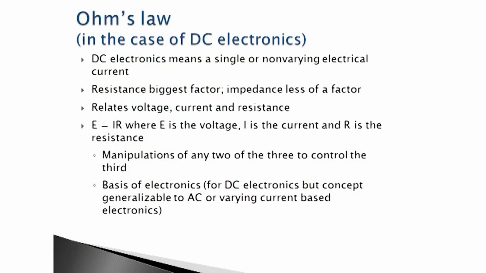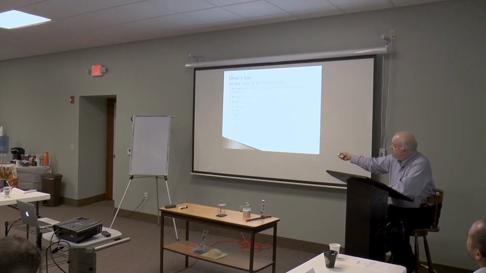Okay, so in DC electronics, Ohm's law, the amount of force that you can pass is equal to the current times the resistance. So the force is equal to the current times the resistance. And you can manipulate any two to control the third. So if I want to pass more current into the brain, for example, I can either increase the force or I can reduce the resistance.